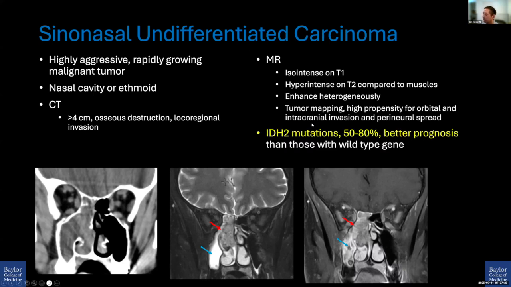Another example of where molecular testing has really helped is that these tumors can be tested for IDH2 mutations, and these patients have a 50 to 80% better prognosis than those with the wild type gene. So yeah, we're not talking about intracranial glioblastomas, but with these SNUCs they can also now do IDH mutation testing and tell the prognosis.